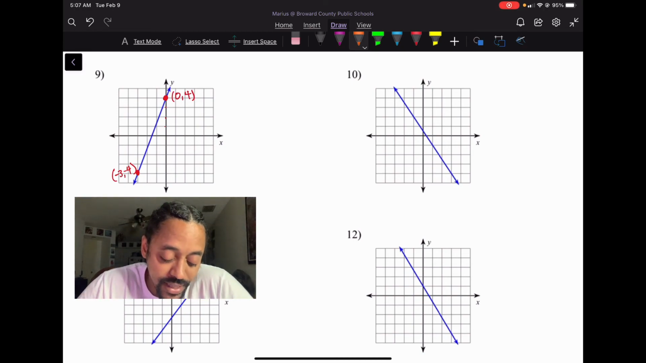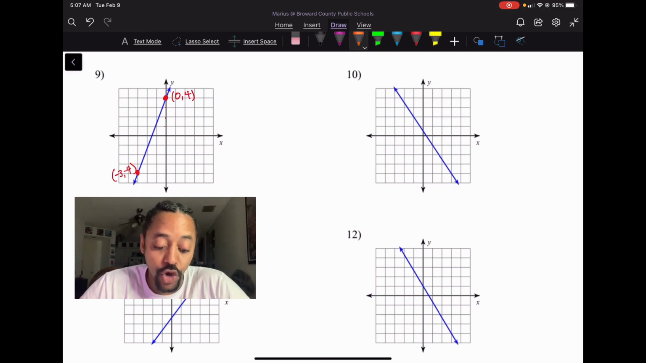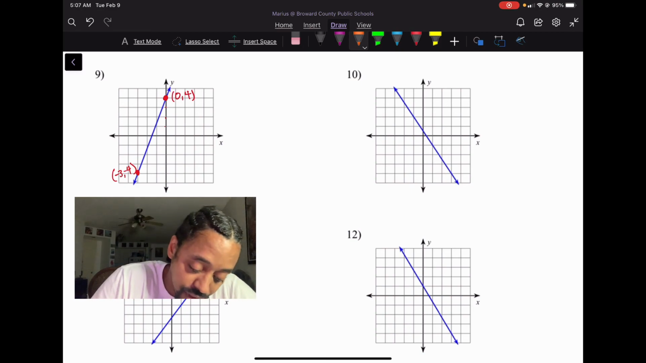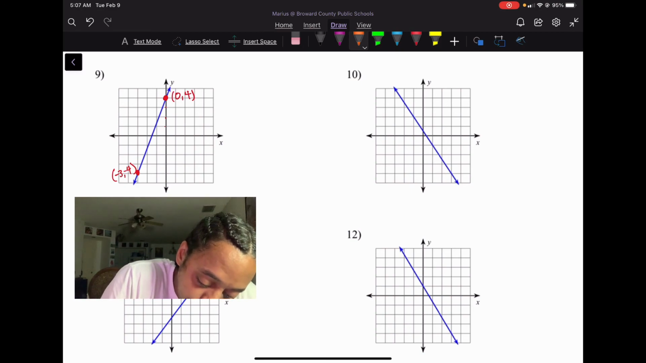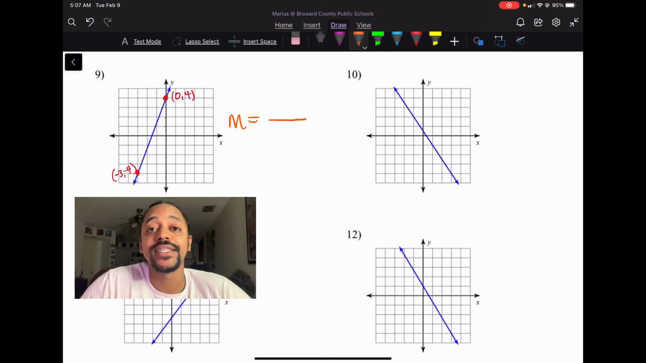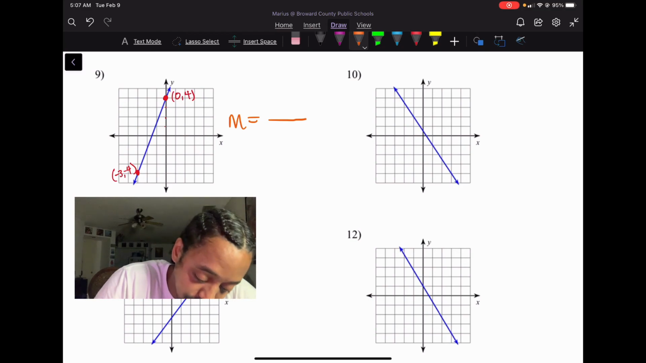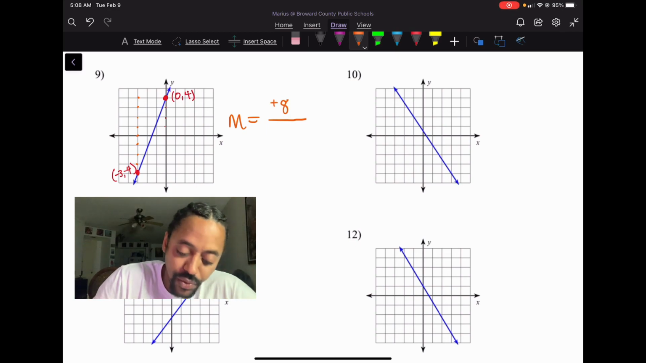Now, the point that's furthest to the left is negative 3, negative 4. So if I want to get to the point 0, 4, do I need to go up or down? Well, in this case, we need to go up. So let me write here, slope is equal to, now, your numerator is the up or down number. So watch when I count. I'm going to start at my point, and I don't count until I move from negative 3, negative 4. So 1, 2, 3, 4, 5, 6, 7, 8. And that's a positive 8 because I went up.